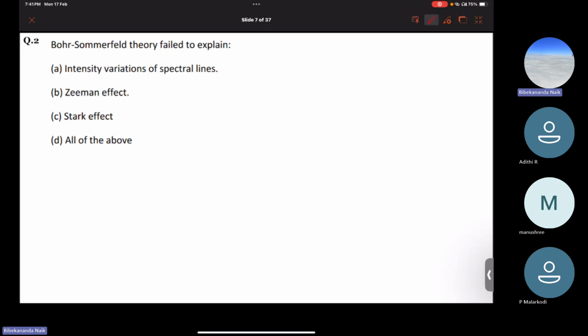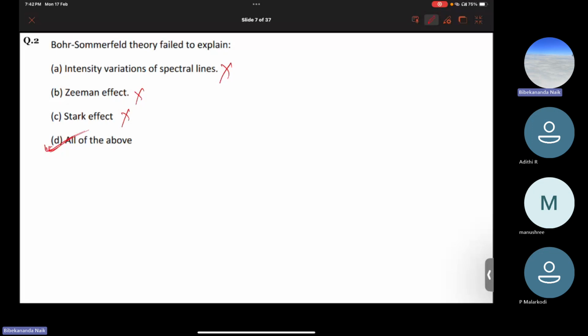That's why it was not able to explain the Zeeman effect and Stark effect also. So all these three things, like the intensity of spectral lines, the Zeeman effect and Stark effect, were not explained. So the correct option will be option D.